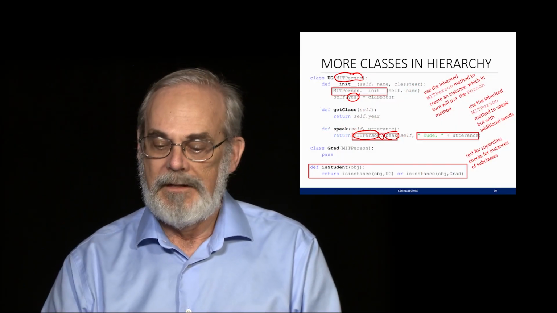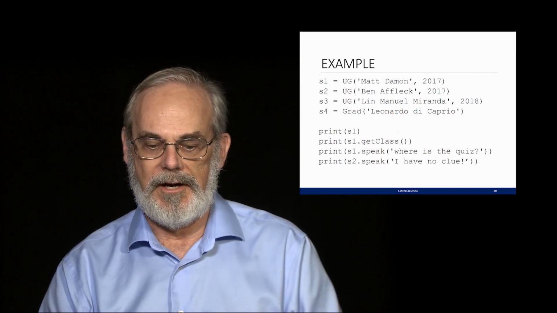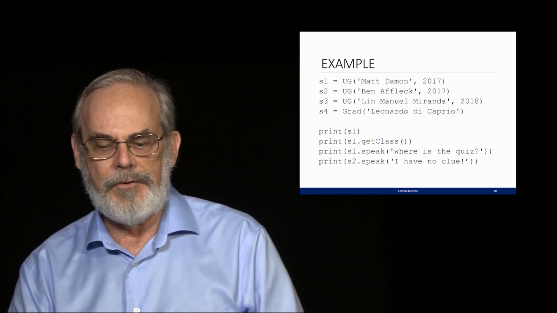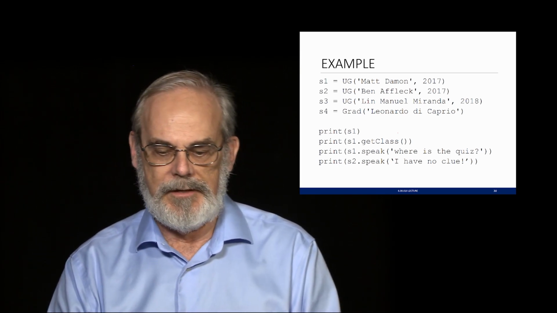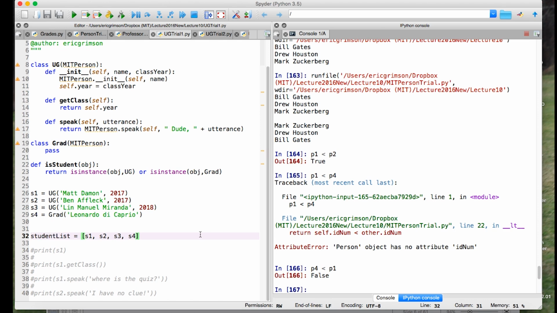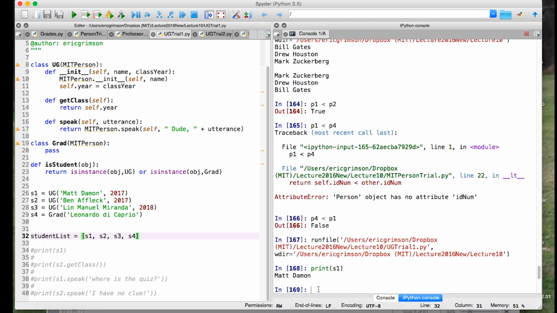Good. Let's see what would happen if we were to use this to start building up a little bit of our hierarchy. So I'm going to create some undergrads. I want to give them a class year. I'm going to create a grad student as well. And if I load these in, which I'm going to do now, I can now see what happens with this instance of things. So first of all, let me print out some information, in particular of S1, and if I print S1, it prints out the name, Matt Damon.